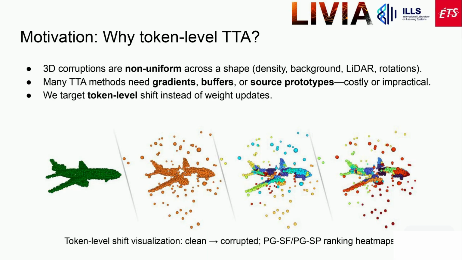Why this matters: 3D corruptions are highly non-uniform. Density drops, background clutter, lidar sparsity, rotations, and sensor noise rarely affect the whole object evenly. If we feed all tokens to attention, corrupted tokens dilute informative ones and flatten the attention map. Heavy TTA fights this with online optimization or episodic storage, which is brittle and slow. We take a different route: reduce input set noise rather than modify parameters.